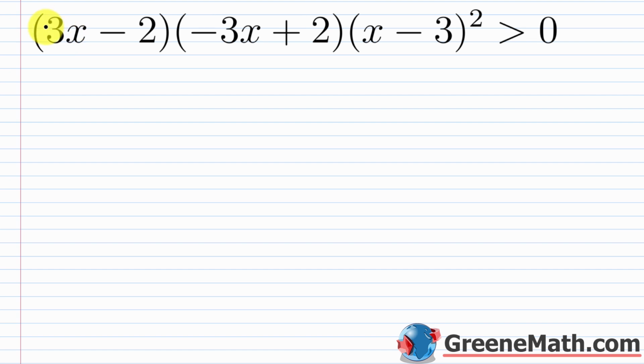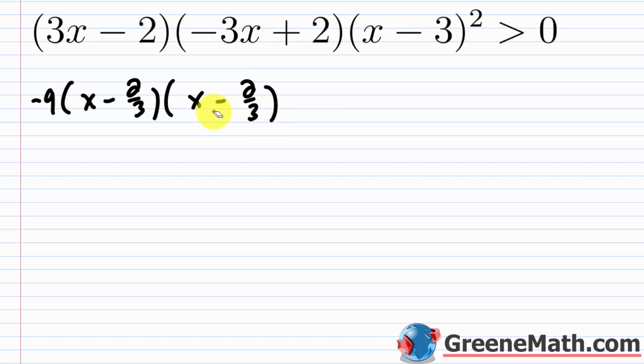So from this one, you could pull out a 3. So let me pull out a 3. So this would be x minus 2/3. And then from this one, you could pull out a negative 3. So 3 times negative 3 is negative 9. And then inside, you're dividing everything by negative 3. So this would be x minus 2/3. And again, you can just combine those and just say this is x minus 2/3 quantity squared. This is your same x minus 3 quantity squared. And again, you're looking for where this is greater than 0.